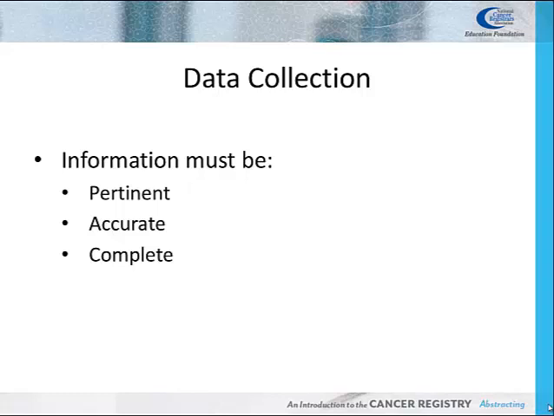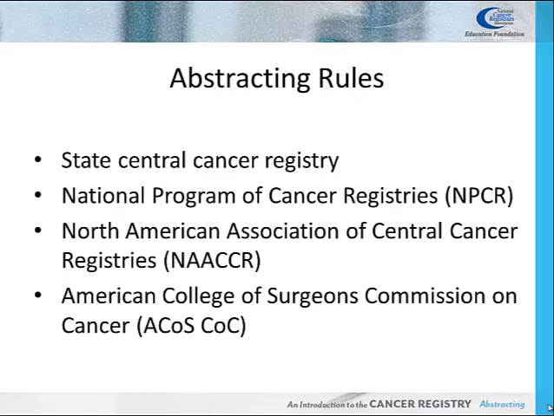Cancer registrars must be able to determine what information is relevant to include in an abstract, and just as importantly, what information is irrelevant and should not be included in an abstract. Quality cancer registry data is the foundation of a cancer program, and it is imperative that the information documented is accurate and complete. Abstracting coding structure and requirements are established by the National Program of Cancer Registries, NPCR, and the North American Association of Central Cancer Registries, NAACCR. State central registries may add additional requirements specific to their state.